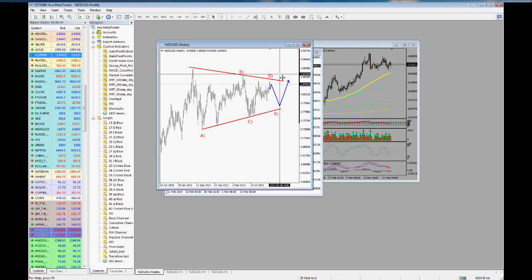If we see a move to the upside and a weekly close above wave B, then I will label this the end of wave D, and wave E here. In such a case, watch the intraday charts and daily charts to buy a pullback. So that's for the New Zealand dollar.